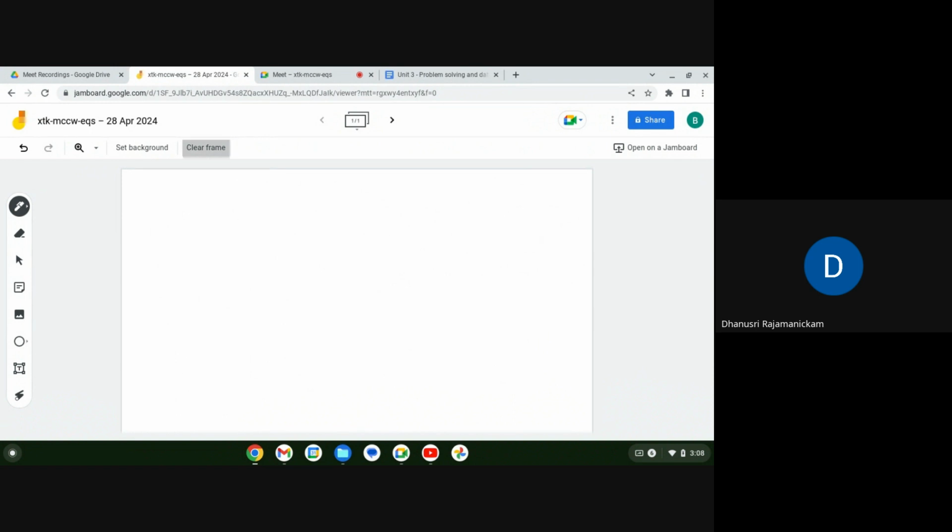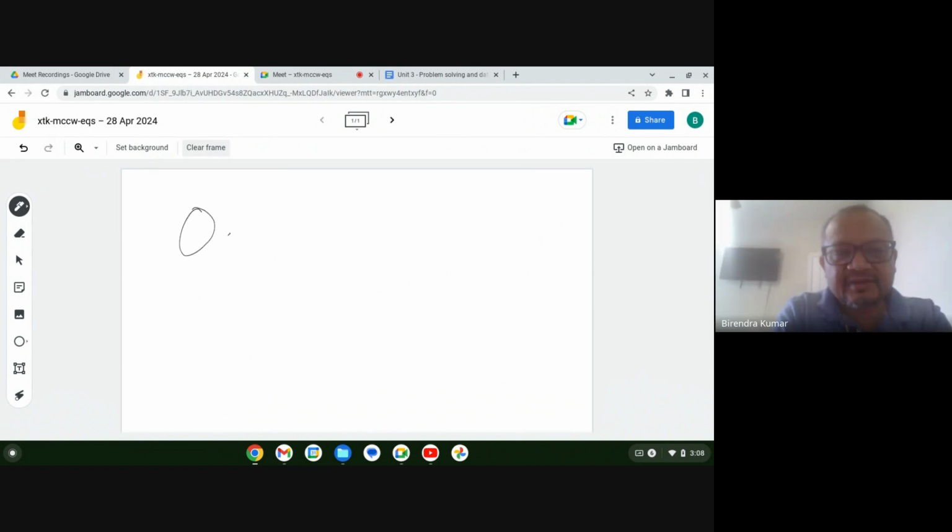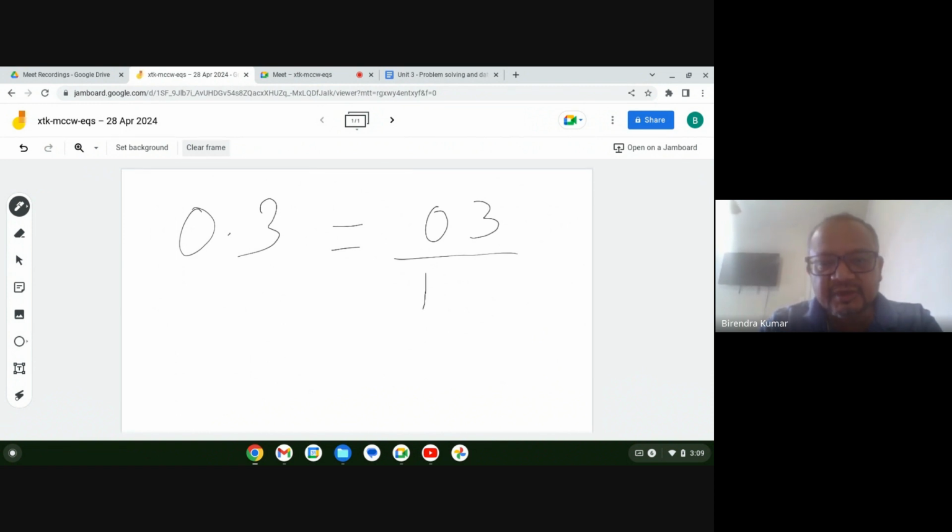Let me try this one. If I have to convert, what will I do? I will just forget about the decimal, write whatever I have, 0 and 3. And then I am doing the calculation for the decimal. So instead of decimal, I'll put a 1 and then count how many digits I had. That many zeros. That's it.